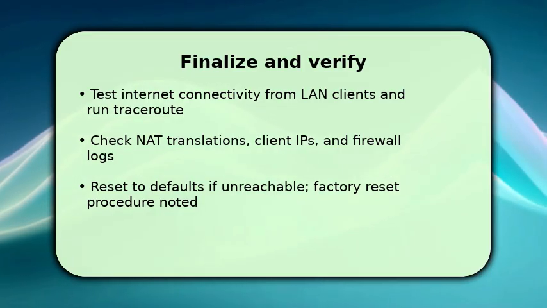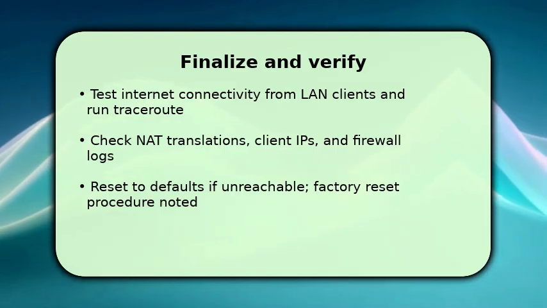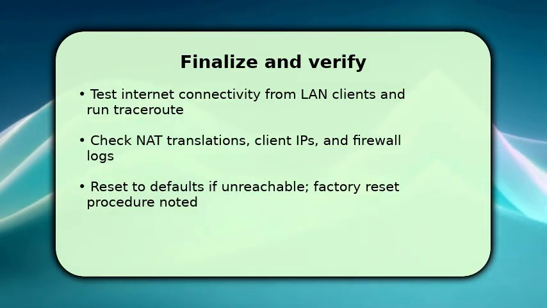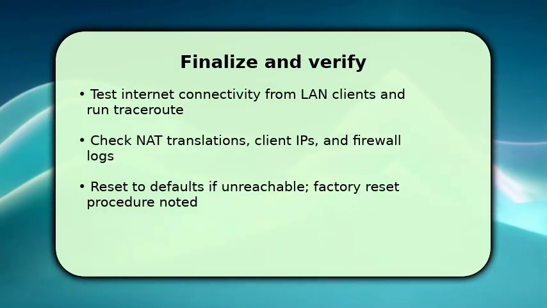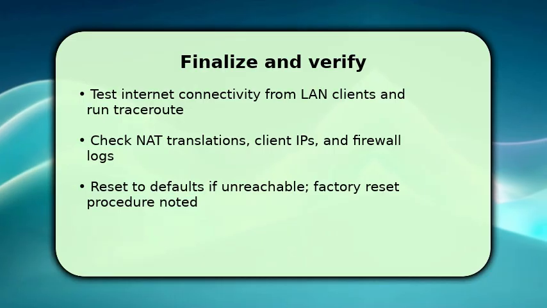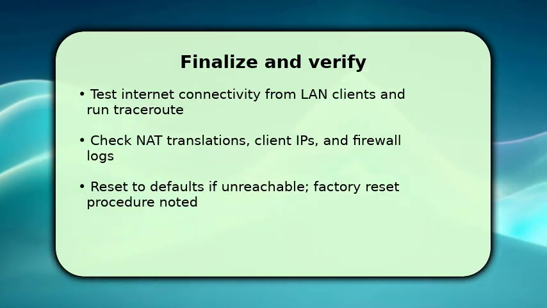If something is unreachable, try toggling WAN settings or rebooting the AP. If persistent, perform a factory reset and reapply the working configuration. One key tip: keep a backup of the config so you can restore quickly if things go wrong.